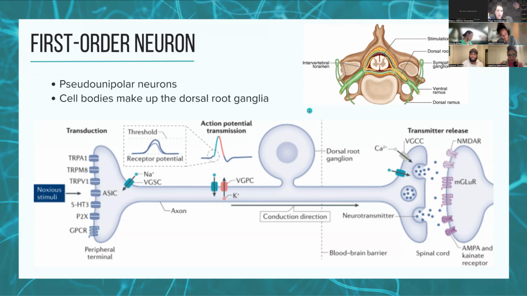So if you imagine your first order neuron comes in like this and connects into the spinal cord here, there's actually a bulge right here, right outside the spinal cord. And that's where all of these cell bodies collect. That's the dorsal root ganglia.